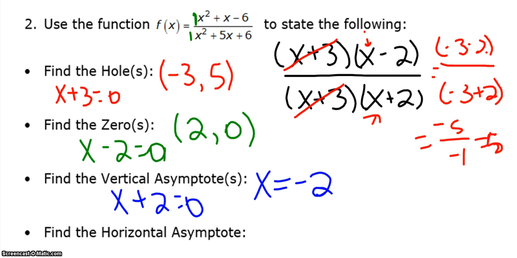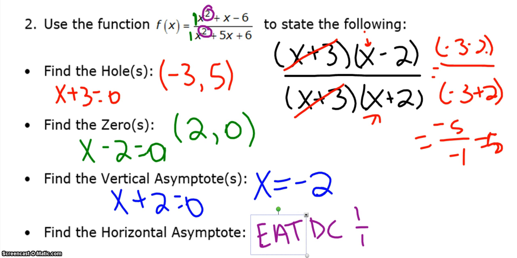Alright, next one, horizontal asymptote. Remember horizontal asymptotes, we go back to our original equation and we look at our exponents. So up top, my highest exponent is a 2. On bottom, my highest exponent is a 2. So my exponents are the same, so I'm going to divide my coefficients. The coefficient on my x squared up top is 1. Coefficient on bottom is 1. So 1 divided by 1 is 1. So my horizontal asymptote is at y equals 1.